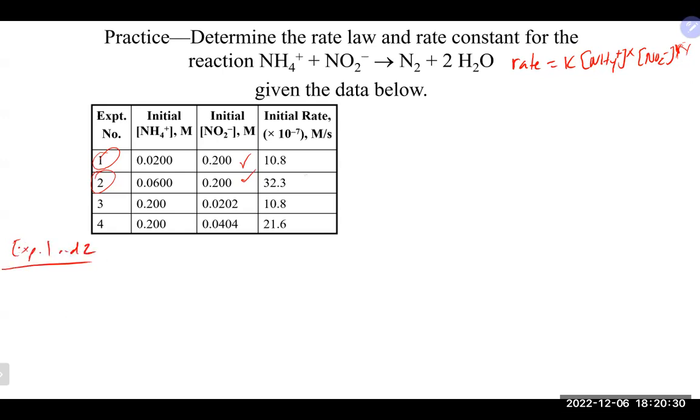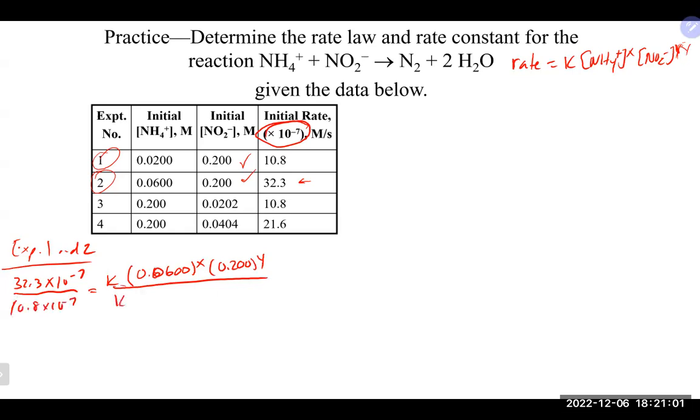That will give us the larger rate over here, and that would be, by the way, 32.3 times 10 to the -7. You should not forget that part there. If you did forget that part, you'll be okay at this part, but later on, you will not be okay. K would equal our 0.06 to the X and our 0.2 to the Y. Going to put all of our numbers here for number 1 on the bottom, 10.8 times 10 to the -7, K, 0.02 to the X, 0.2 to the Y.